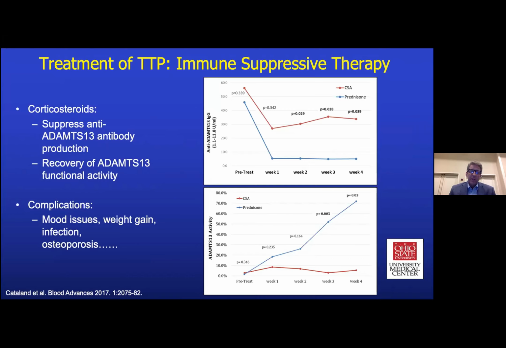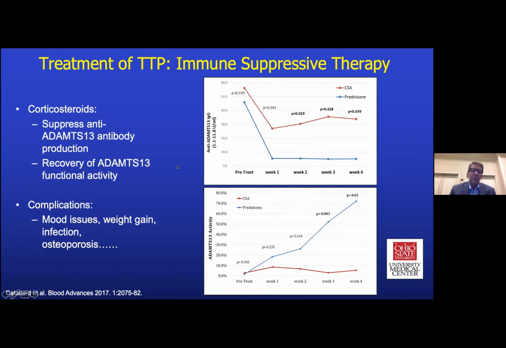And this slide shows some data from a clinical trial, and the details aren't important. It was looking at the difference. Everybody in this study who had TTP got plasma exchange, and half got prednisone, which is shown in blue in both of these, and half got cyclosporine. The idea is which one of these does a better job at suppressing the antibodies. The short story is the prednisone arm won, but look at the details, which I think is more important.